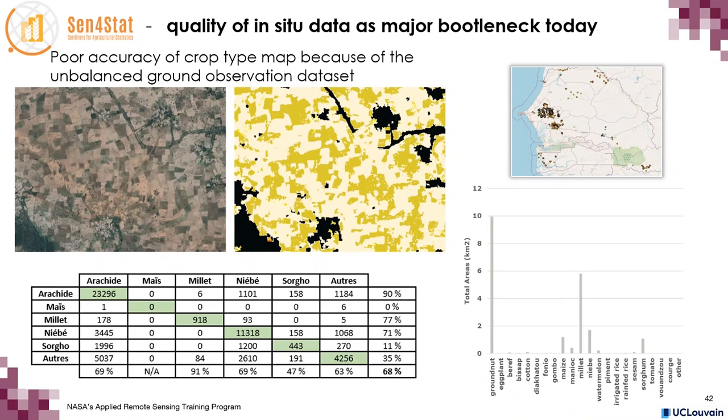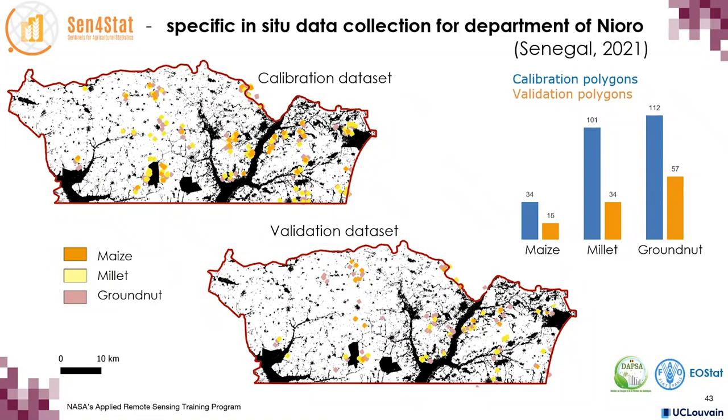Using the same dataset, but this time for the crop type map, we reach a very poor accuracy, 68%, probably because of the unbalanced ground observation dataset. Indeed, as you can see in the confusion matrix, there are a lot of samples for the groundnuts, and a lot of samples for other classes, while some others have very few samples. This unbalanced dataset will not allow the random forest to build the appropriate trees to recognize all the different crop types. Therefore, we propose to proceed with a new specific in-situ data collection for a small area as a pilot experiment.